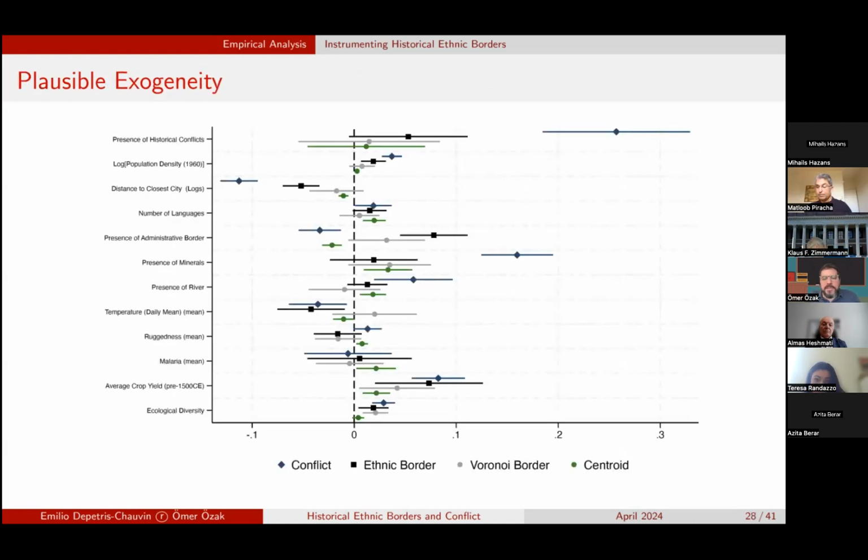Now, let me show you a little bit of correlations between contemporary conflict, ethnic borders, our Voronoi border, and the centroid, with various observables that come from geography that could affect conflict, as well as, for example, the presence of historical conflicts, population densities, the distance to the closest cities. What we see here is that while conflict and ethnic borders tend to correlate more with these observables, Voronoi borders and the centroid tend to be less correlated, and if they are correlated, the coefficients are quite small, right? So this suggests a little bit that the plausible exogeneity seems to hold in our sample.